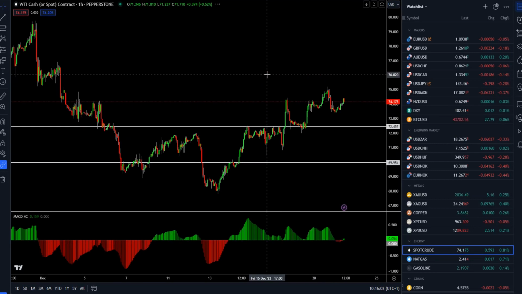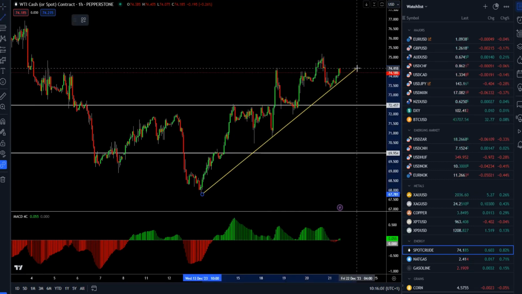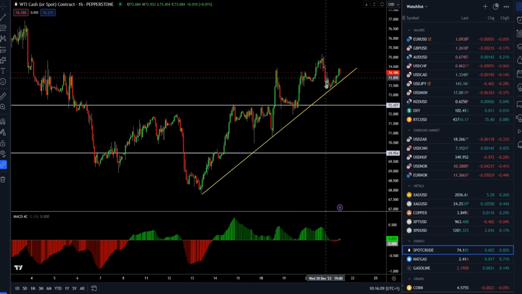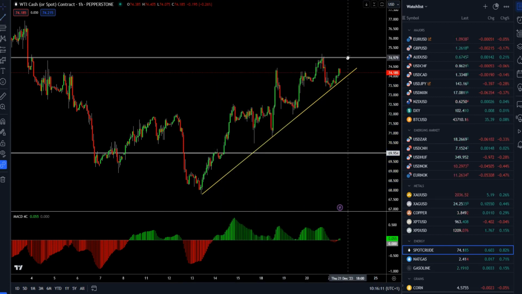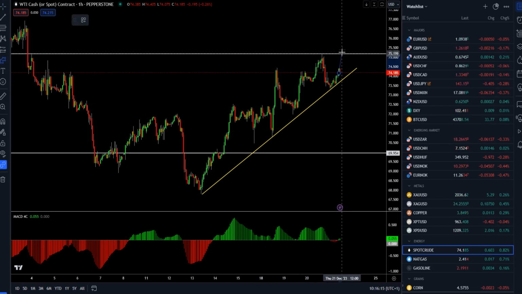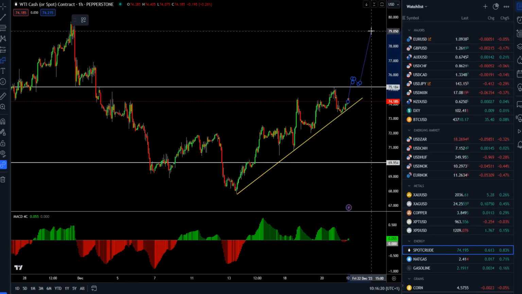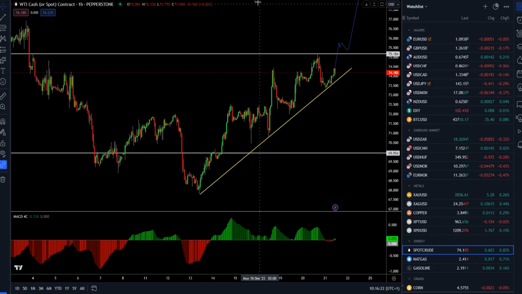Now speaking of the crude oil market, still this market is building higher lows, and we can see that market is respecting this rising trend line. And so far we also have the 75.20 as an important pivot level. If the market can break that level and hold above, then there is a chance even for the market to go higher towards 79 mark.